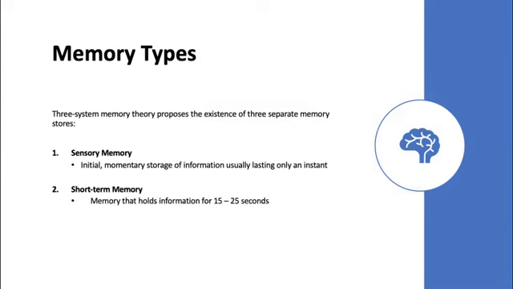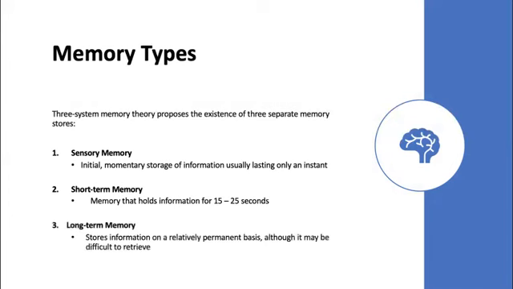The second storage system, according to this theory, is the short term memory. Memories stored here last around 15 to 25 seconds, although these memories do last longer than sensory memory. But again, if these short term memories are not transferred to the long term memory, then they too are forgotten. So, sensory memories last about a second and then they're forgotten unless they're transferred to short term memory. Same thing with memories in short term memory, they only last about 15 to 25 seconds unless they're transferred to long-term memory.